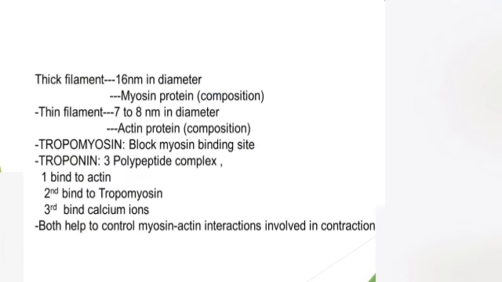Thick filaments are 16 nanometer in diameter and made up of myosin protein, while thin filaments are 7 to 8 nanometer in diameter and made up of actin protein. Thin filaments are composed of tropomyosin and troponin. Tropomyosin blocks the myosin binding site, while troponin has a three polypeptide complex. One binds to actin, the second binds to tropomyosin and the third binds to calcium ions. Both help to control the myosin actin interaction involved in the contraction of the myofibril.